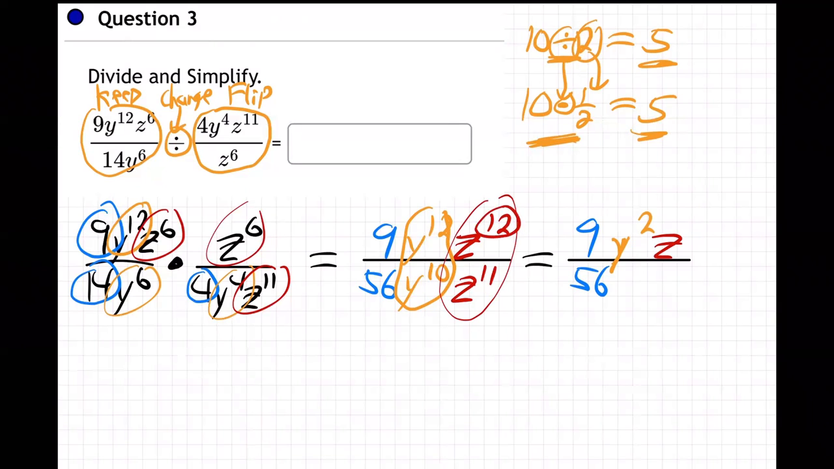If the z to the 12th was on the bottom and the z to the 11th on the top, there would have been a z left over on the bottom, right? So wherever there's more, that's where the answer ends up when you do the subtraction. And so there we go. There's the final answer on that one.